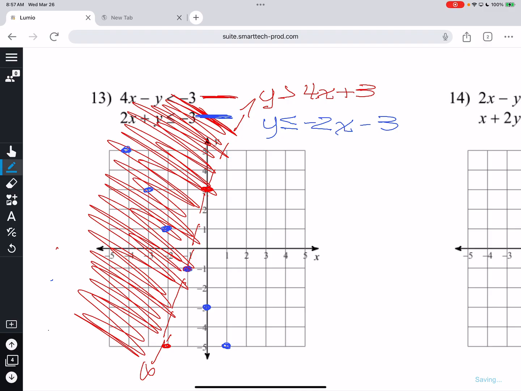Is the next one solid or dotted? Solid. Notice it's really easy. If these were both equal, we would have a solution. They cross at -1, -1, but that's not what we're about on this. Do we shade above or below our solid line? Below, it's less than.